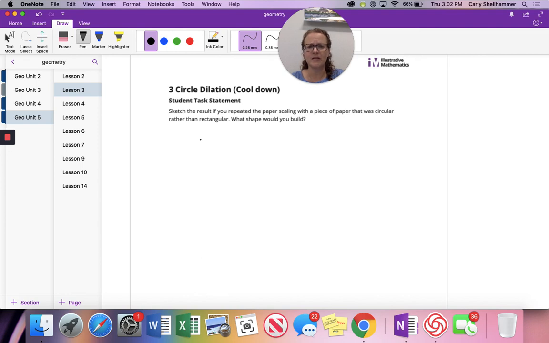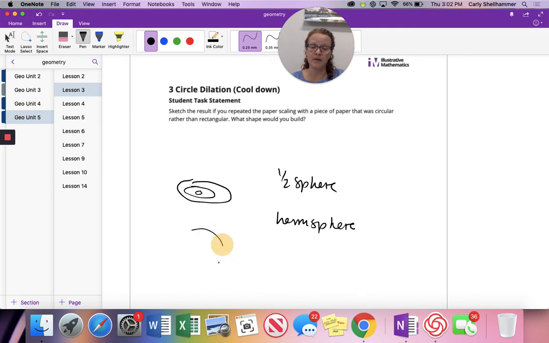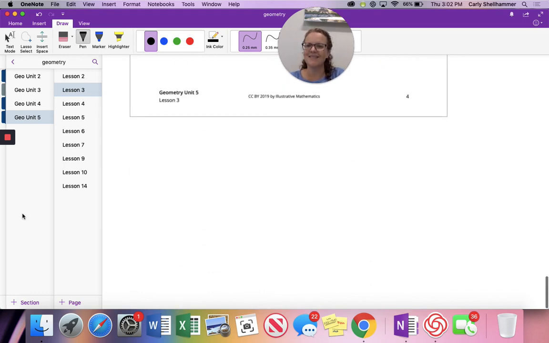I'm reading it. Sketch the result if you repeated the paper scaling with a piece of paper that was circular rather than rectangular. We would have a half a sphere, or a hemisphere. That's just if we scale down. If we scale down and up, we would get a whole sphere. Okay, circular gives us a sphere. It gets smaller and bigger, and it's a ball. All right, I think that's it. Yeah, good job.